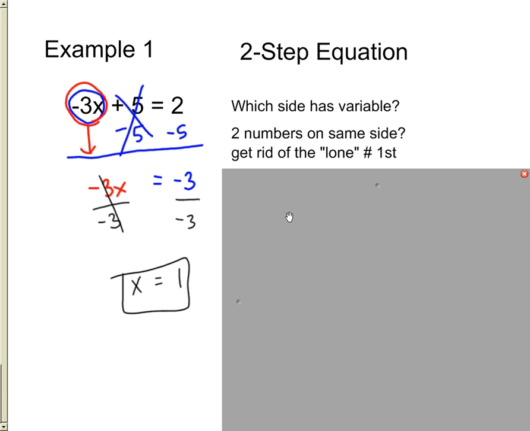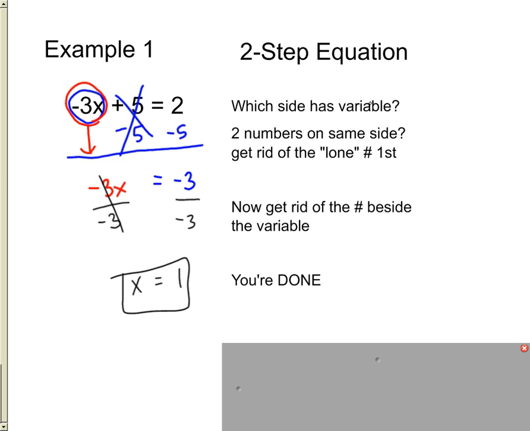There's our answer. So to recap the steps, first off, ask yourself which side of the equation the variable is on. Is it on the left side or the right side? Then focus on that side and find out, are there two numbers on it? If there are, get rid of the lonely number first. You'll usually be using addition or subtraction, and then you'll be able to use multiplication or division to get rid of that last remaining number, and you'll be done.